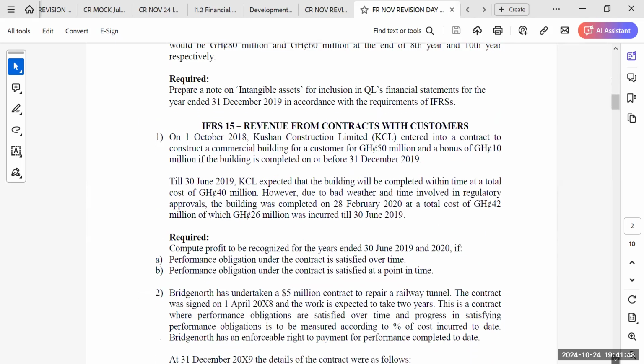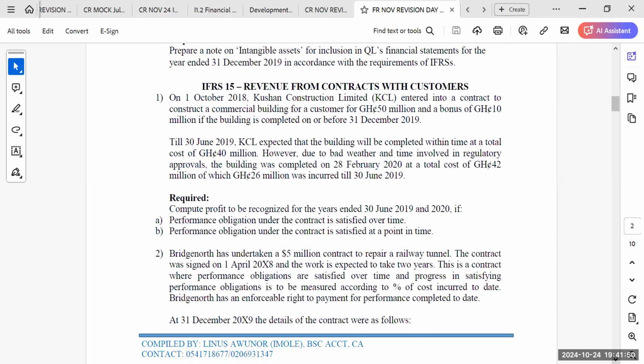Okay, let's come to the question about revenue from contract with customers. So IFRS 15, revenue from contract with customers. Question 1. On 1st October 2018, Cushion Construction Limited, KCL, entered into a contract to construct a commercial building for a customer for 50 million Ghana cedis and a bonus of 10 million Ghana cedis if the building is completed on or before 31st December 2019.